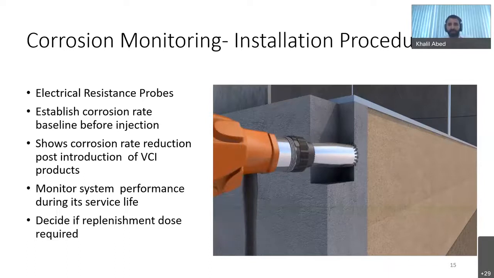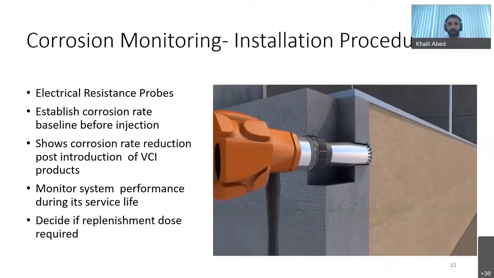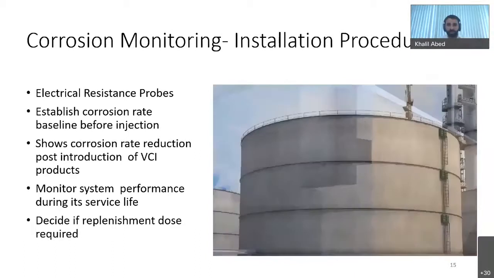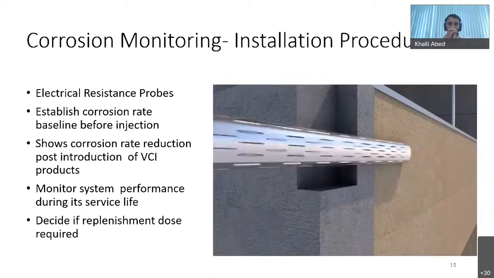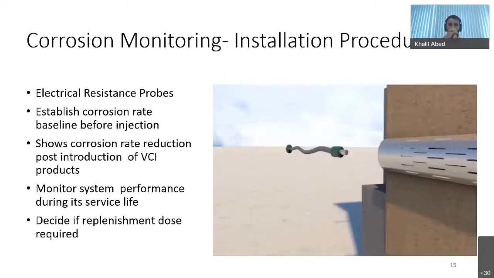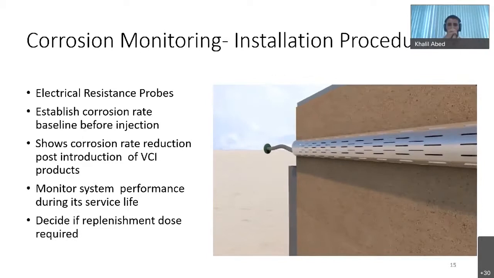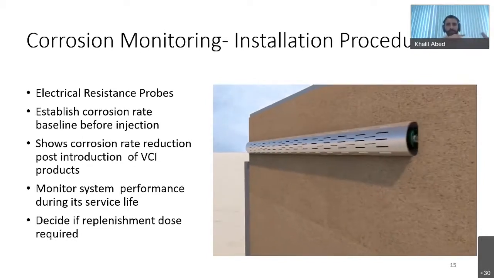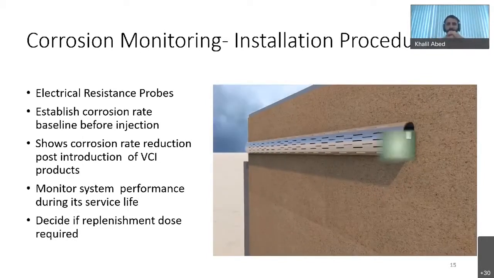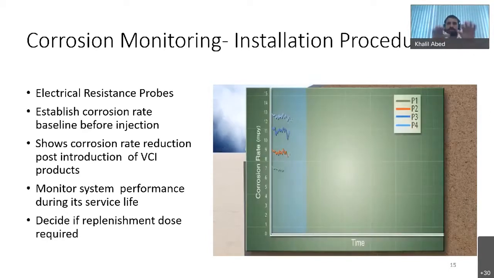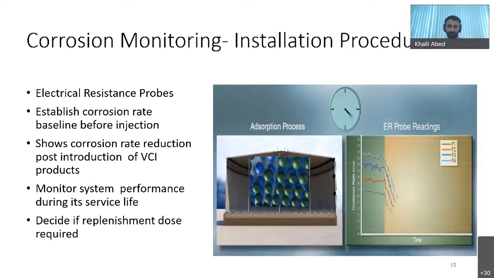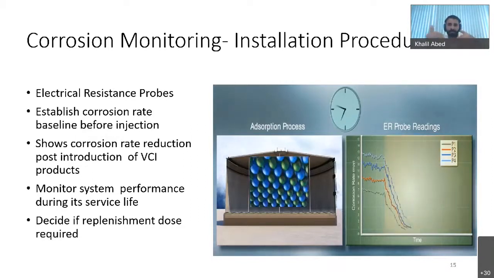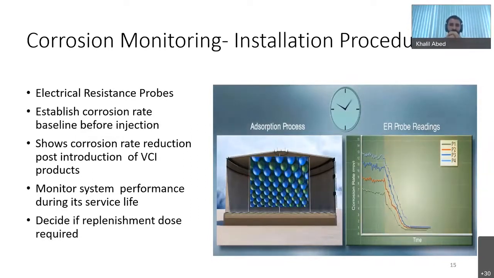Multiple probes, depending on the size of the tank, are installed by core drilling through the ring wall, pushing a PVC tube under the tank and inserting the probes under the tank foundation through the slotted PVC tubes. Probes are usually installed 2 to 8 weeks before injection of the VCI material to create a corrosion rate baseline. Once the baseline corrosion rate is established, a suitable corrosion inhibitor material will be injected, and the corrosion monitoring continues to be monitored, showing a reduction in the corrosion rate over time.